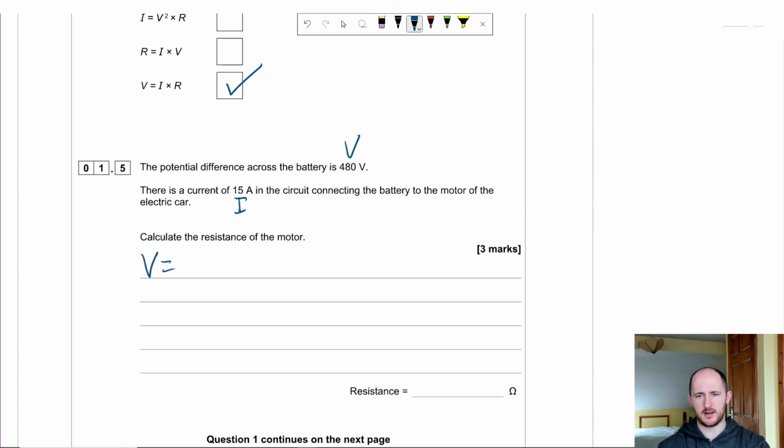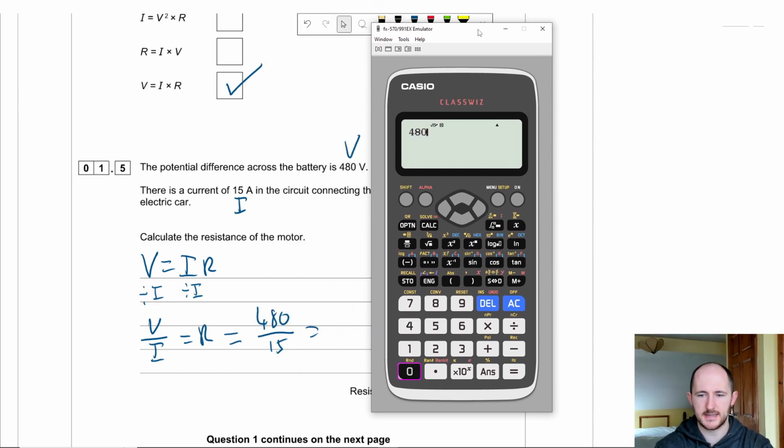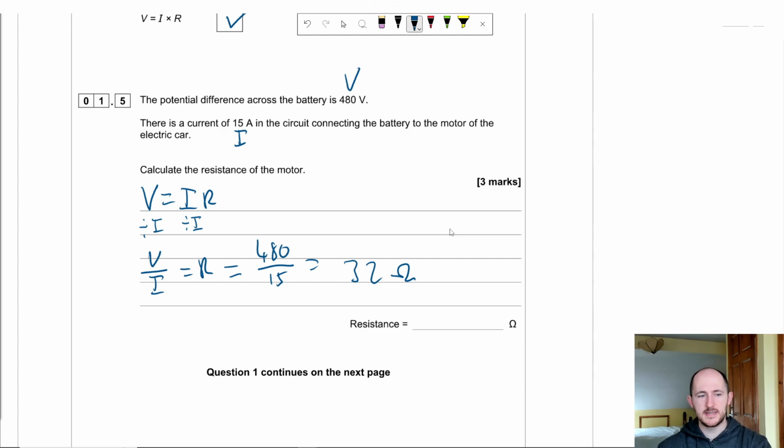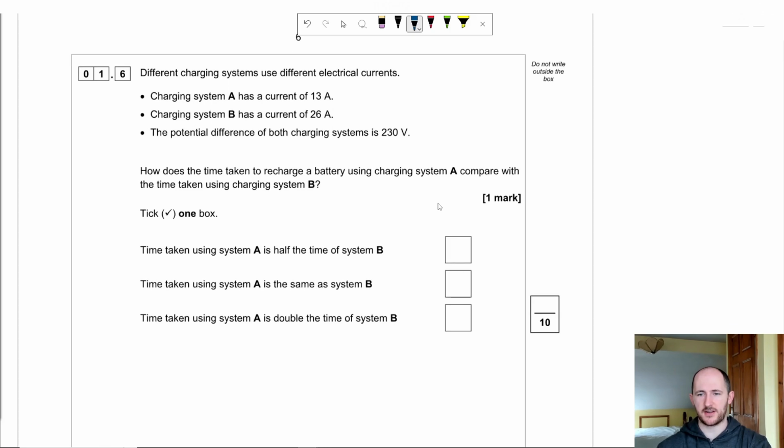So V equals IR. If I divide both sides by I, just like we do in GCSE maths, we get that resistance equals V divided by I. So V in this case is 480 divided by 15, and we don't have to use our brains because of course science is a calculator based exam. So 480 divided by 15 gives me 32, and the units are ohms, although it gives me the units anyway. So far we've got quite a few marks for some decent formulas, equations and calculations.